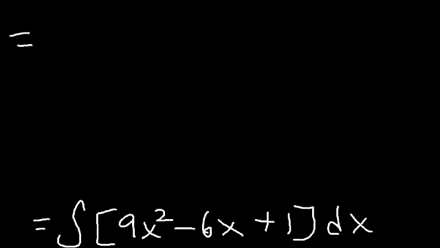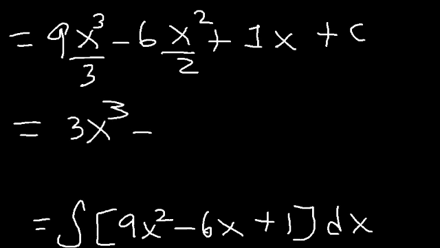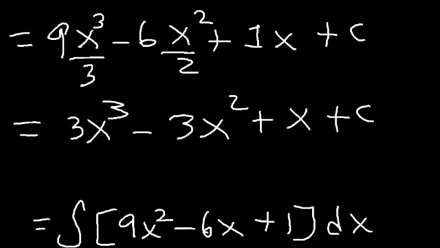The antiderivative of x² is x³ divided by 3. And for x to the first power, it's x² divided by 2. And for the constant, add an x to it. So now let's simplify. 9 divided by 3 is 3. 6 divided by 2 is 3. And so this is the answer.